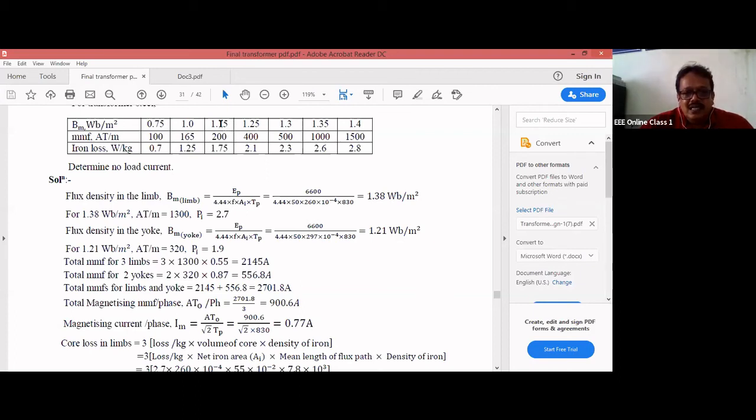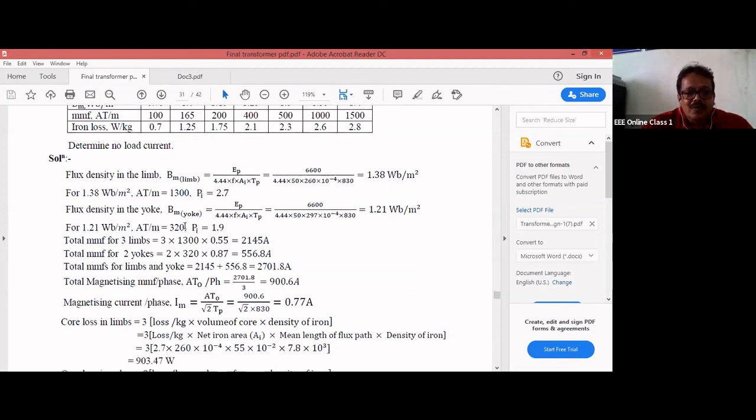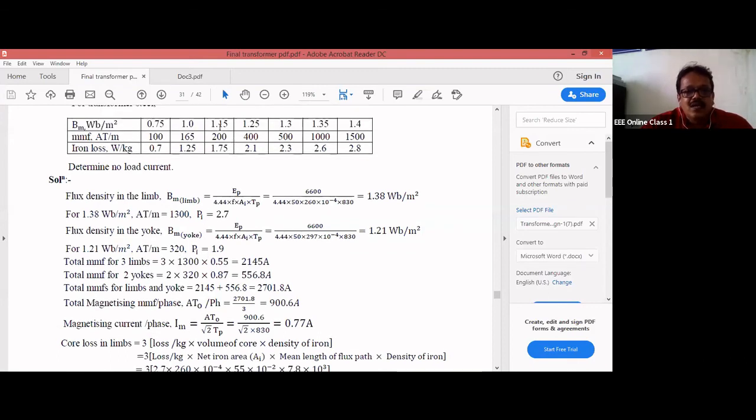I repeat once again. Here the difference is 10, here the difference is 200. So 200 divided by 10, you get 20. So if I want to get 1.21, I go for 6 divisions. So 6 into 20, I'll get 120. So 200 plus 120, what will I get? I'll get 320. So ampere turns per meter will be 320. For 1.15 it is 200, so for 1.21 it is 320. Each division will be around 20.